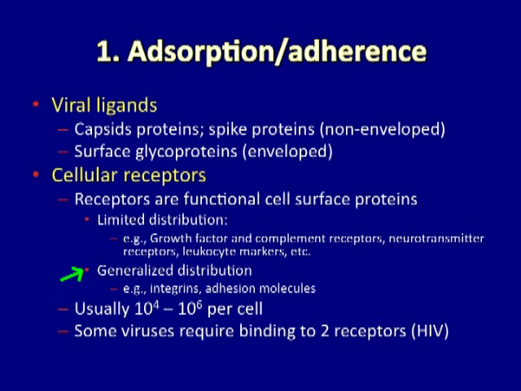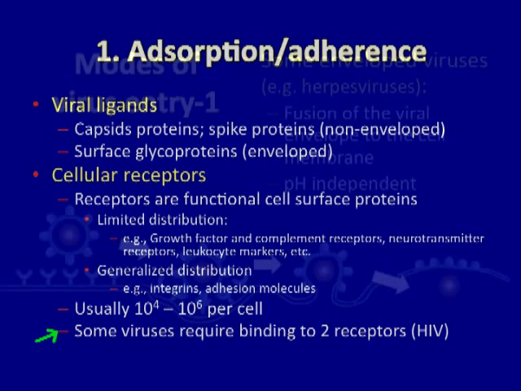Whatever the cellular receptor is, they usually exist on the surface of the host cell in 10 to the 4 to 10 to the 6 number. And some viruses may require binding to 2 receptors on a single cell, and this actually increases the specificity of the virus for the cell because both receptors have to be present in order for the virus to enter.